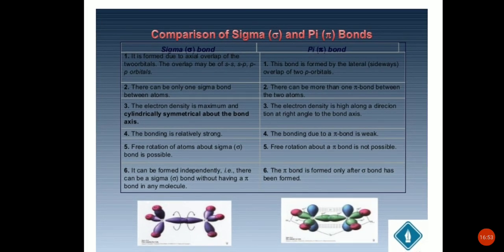To summarize: sigma bond formation is through the internuclear axis, pi bond formation is through sideways overlapping. There can be only one sigma bond between atoms, but more than one pi bond. The electron cloud is perpendicular to the axis in the case of pi, and cylindrically symmetrical in the case of sigma. Sigma is a very strong bond, pi is a weak bond. Free rotation is possible about a sigma bond, not about a pi bond. A sigma bond can be formed independently, while a pi bond is formed only after the formation of a sigma bond. These are the differences between sigma and pi bond.